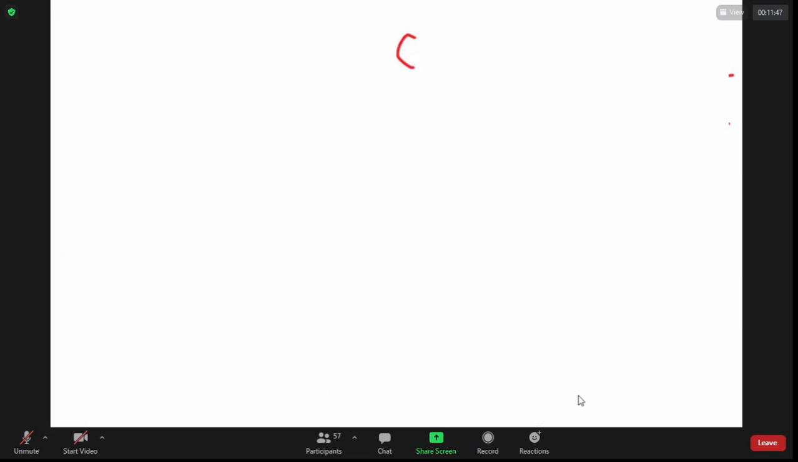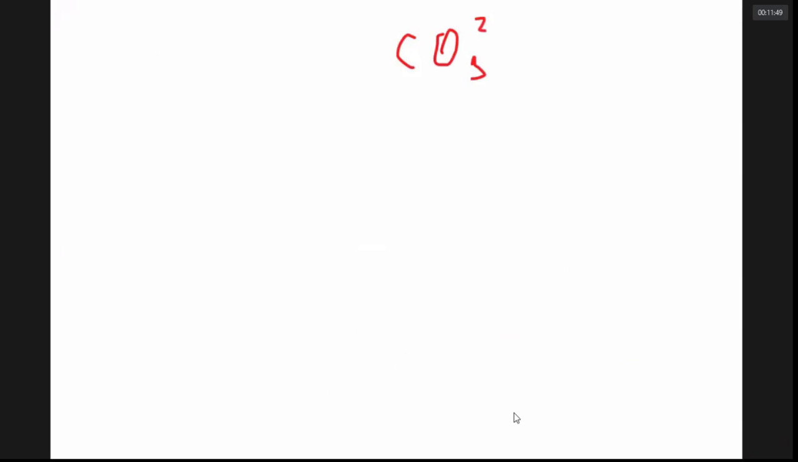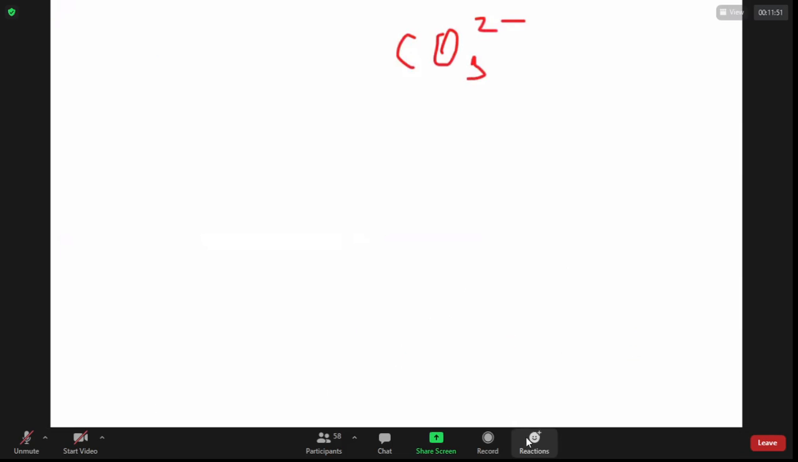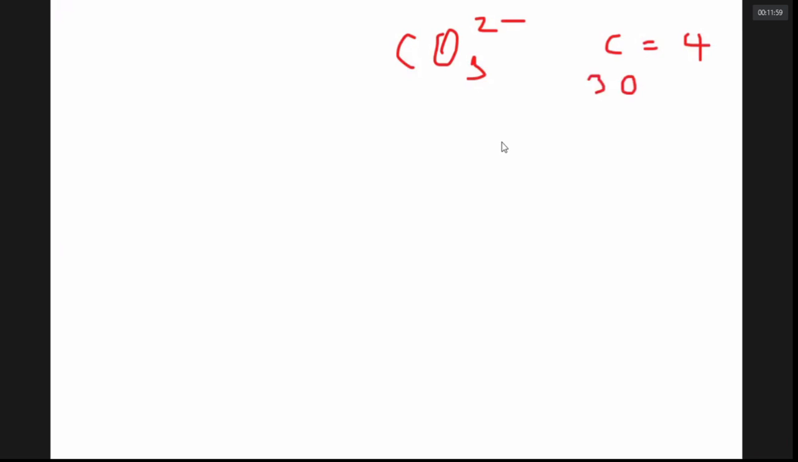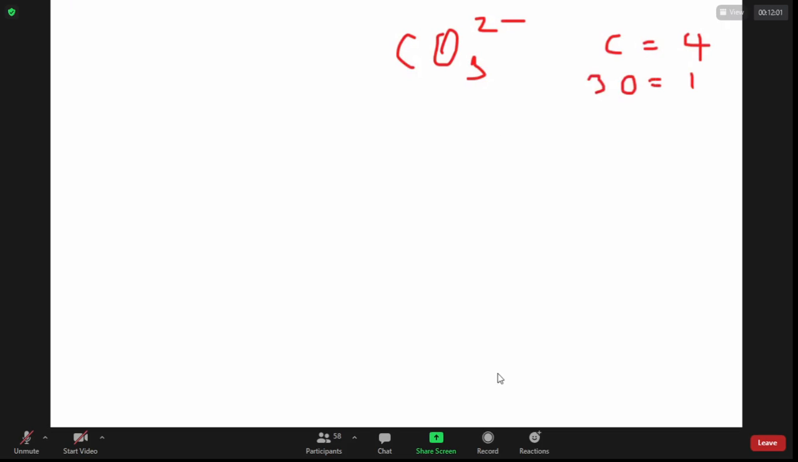Can you write the Lewis dot formula for the carbonate ion? For the carbonate ion, there is a carbon which has 4 valence electrons, 1s2, 2s2, 2p2. 3 oxygens have 3 times 6, or 18, valence electrons. Extra, it has a 2 minus charge, so extra electrons are 2. In total it has 24 electrons.